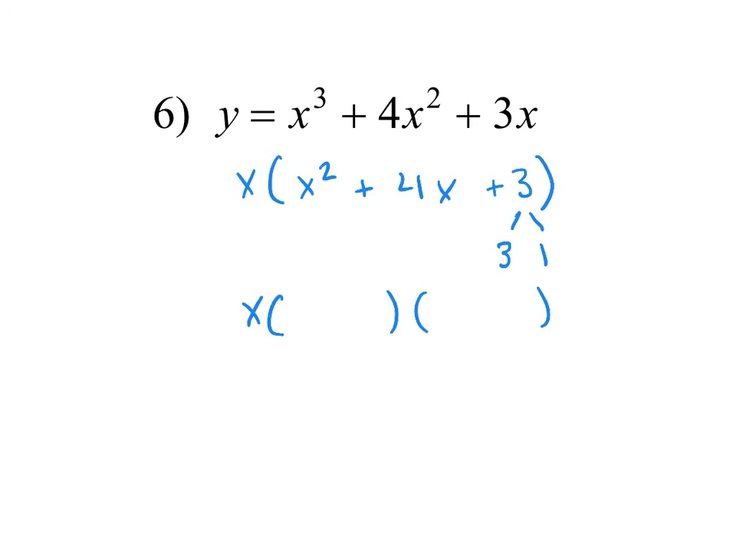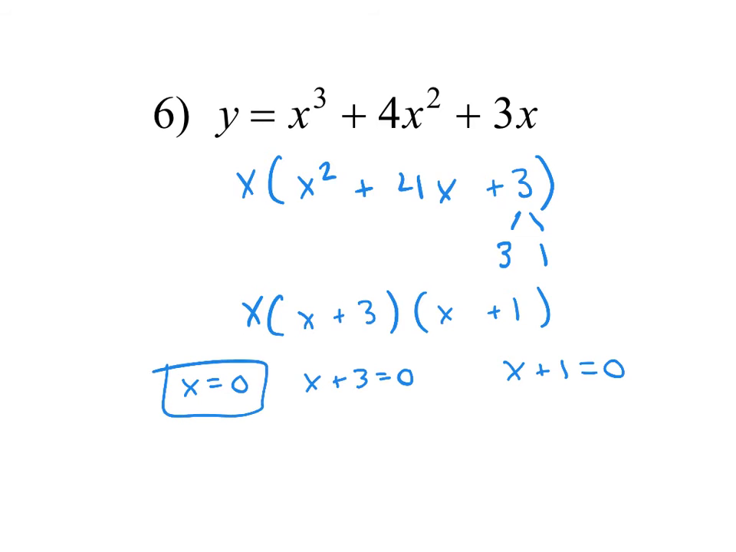And what goes inside of our parentheses? X plus 3, and x plus 1. Then we just set each thing equal to 0, so x is equal to 0, x plus 3 is equal to 0, and x plus 1 is equal to 0. X is equal to 0. We need to subtract 3 from both sides, so we get x is equal to negative 3. And then we subtract 1 from both sides, so we get x is equal to negative 1.